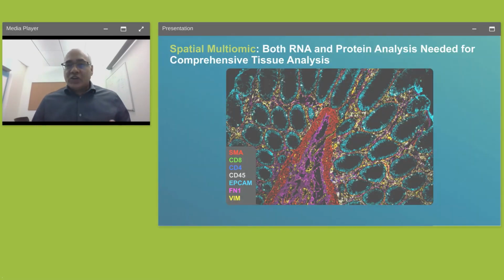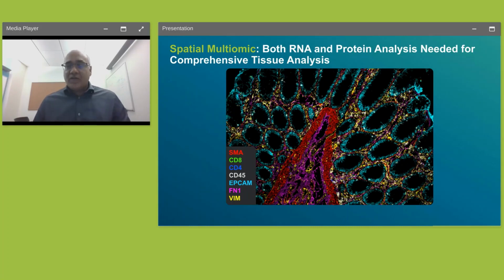So far, I have talked about the RNA capability of CosMx. However, RNA is not the whole world. Protein is equally important, if not more. You need high-plex RNA analysis to understand the comprehensive function of cells. But at the same time, you need high-plex protein analysis to get an absolute architectural understanding of a tissue. And CosMx provides both high-plex RNA and high-plex protein analysis.